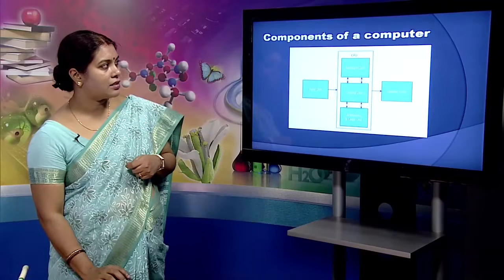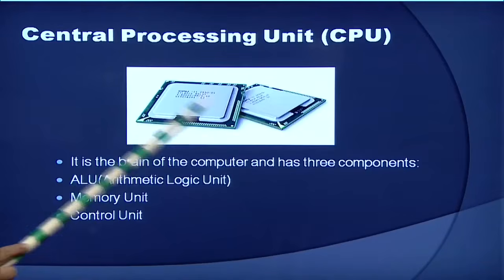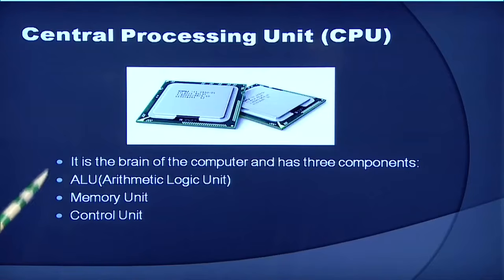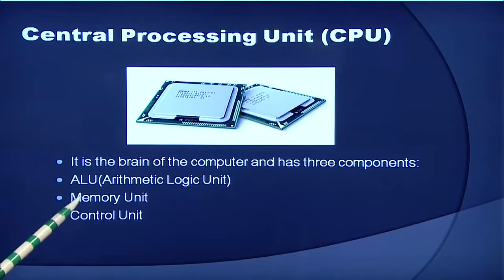Then we have the next, this is the central processing unit. Here you can see the CPU chips being used, and as I told, it is the brain of the computer and has three components: ALU, memory unit, control unit. So, the ALU basically is the arithmetic logic unit. So, it has got an arithmetic section and a logical section.